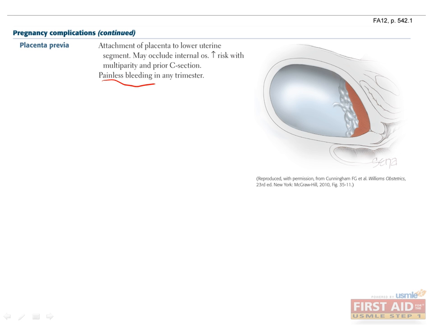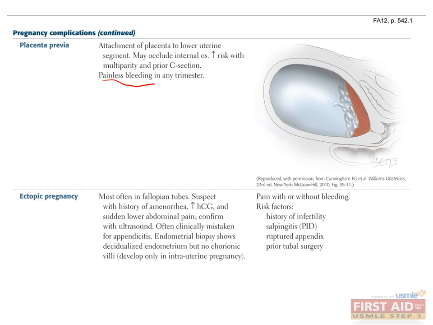Multiparity, or having lots of babies, and prior C-sections are risk factors for placenta previa. Sometimes the placenta gets out of the way before delivery, but if it doesn't, then you need to think about doing a C-section to ensure a healthy baby and mother.